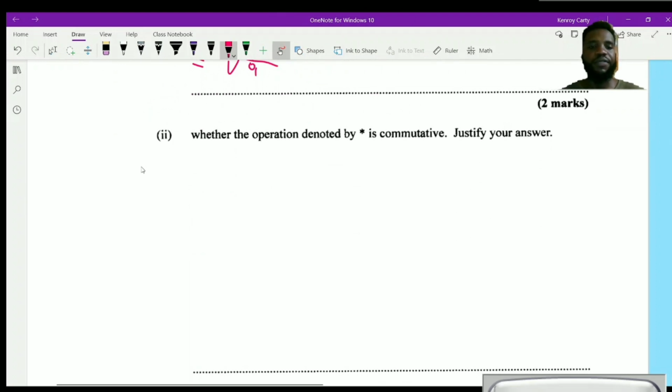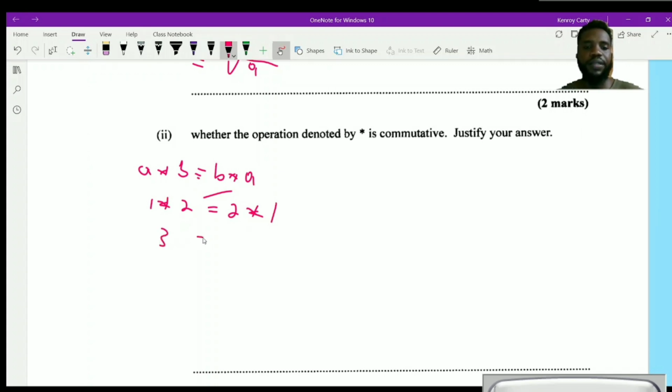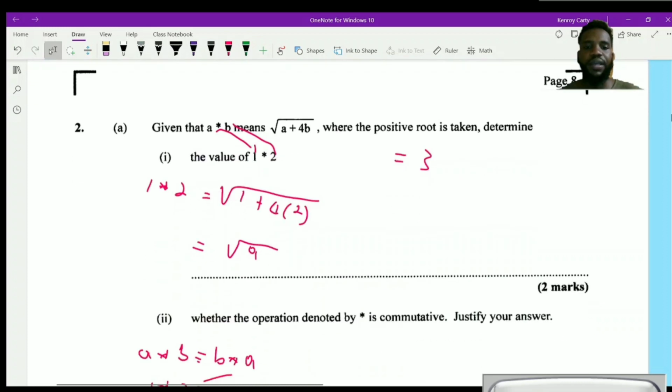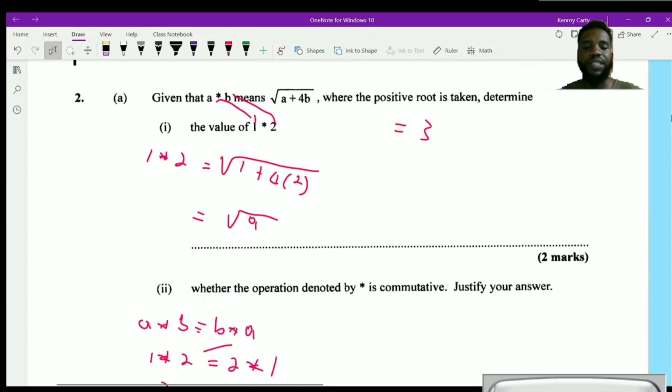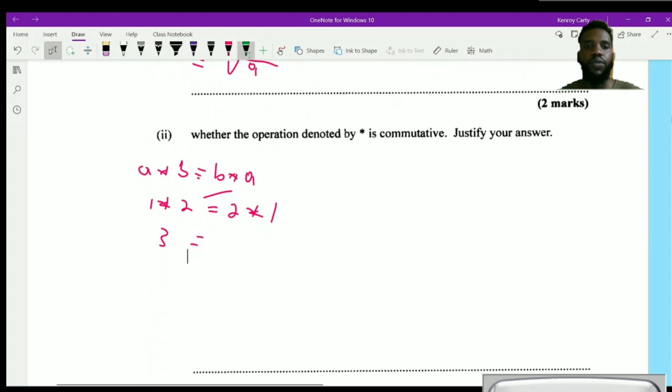Now, if it is commutative, then of course you know that A asterisk B will be the same thing as B asterisk A. Just like how 1 asterisk 2 would be equal to 2 asterisk 1. We know that 1 asterisk 2 already is 3. All right? Now let's go 2 asterisk 1. If you go back up to the expression, it means that when you have 2 asterisk 1 now, 2 is in the place of A and 1 is in the place of B. So you replace A with 2 and B by 1. So let's see what happens. I'm going to have a square root of 2 plus 4 times 1.